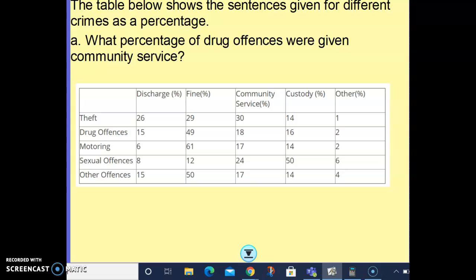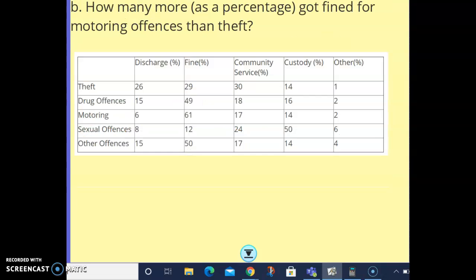Okay, table below shows the sentences given for different crimes as a percentage. What percentage of drug offences were given community service? So there's my drug offences. So I need to go along. There's community service. So it would be 18. Part B, how many more as a percentage got fined for motoring offences than theft?